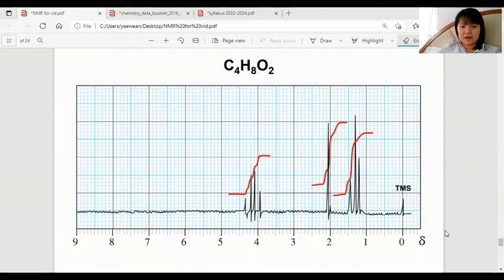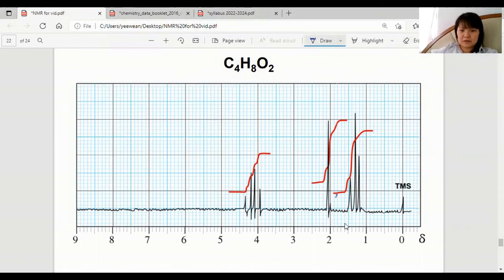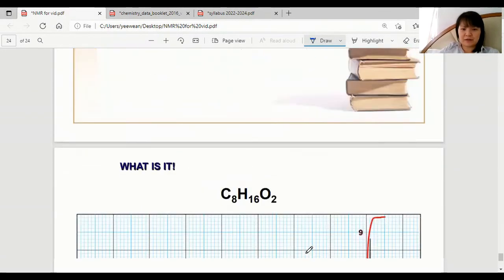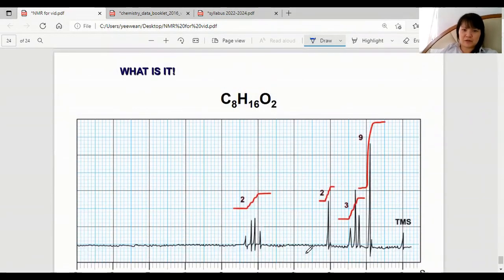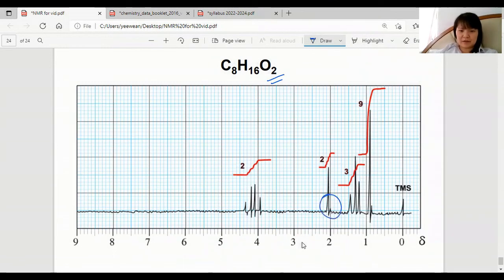For example, I would suspect this is an ester. There is something at around 2 and 4, so it might be an ester. For example, this has 2 oxygens, there's something that is around 2 and something that is around 4. So this might be an ester.